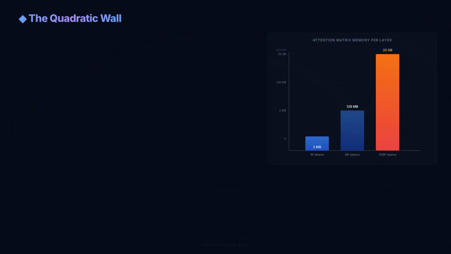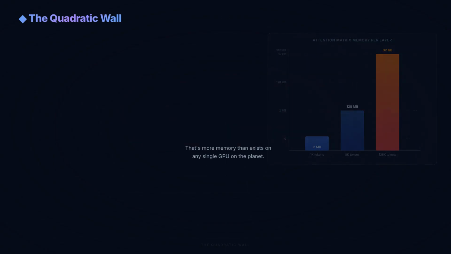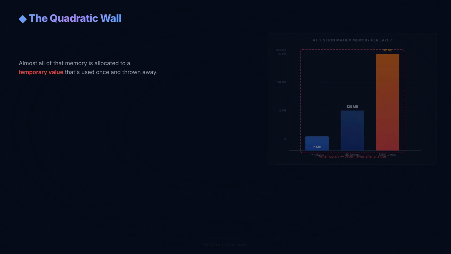Now multiply by 32 layers and 32 heads. You get 32 terabytes. That's more memory than exists on any single GPU on the planet. And the frustrating part? Almost all of that memory is allocated to a temporary value that's used once and thrown away. To understand the fix, you need to understand how GPU memory works.